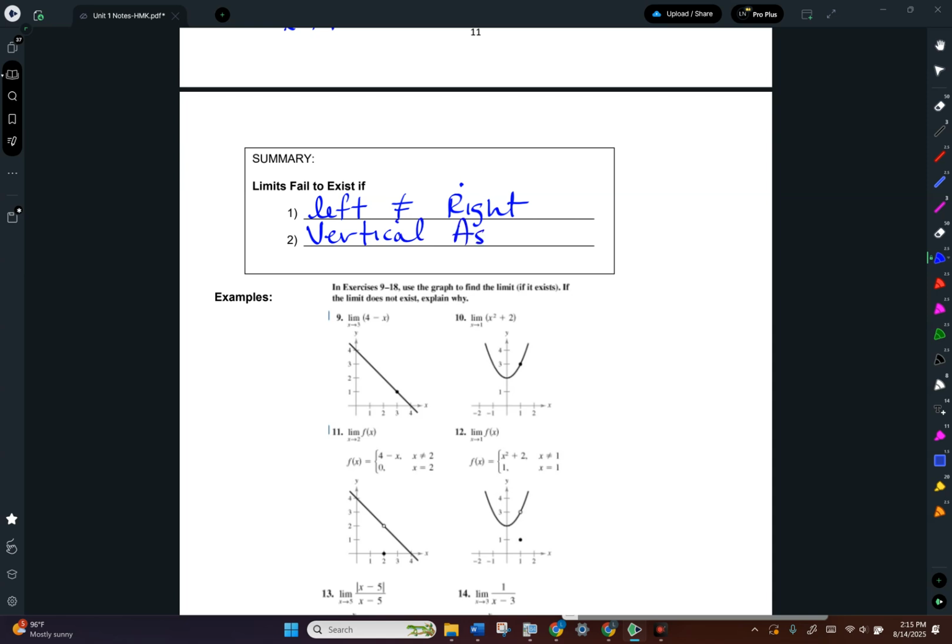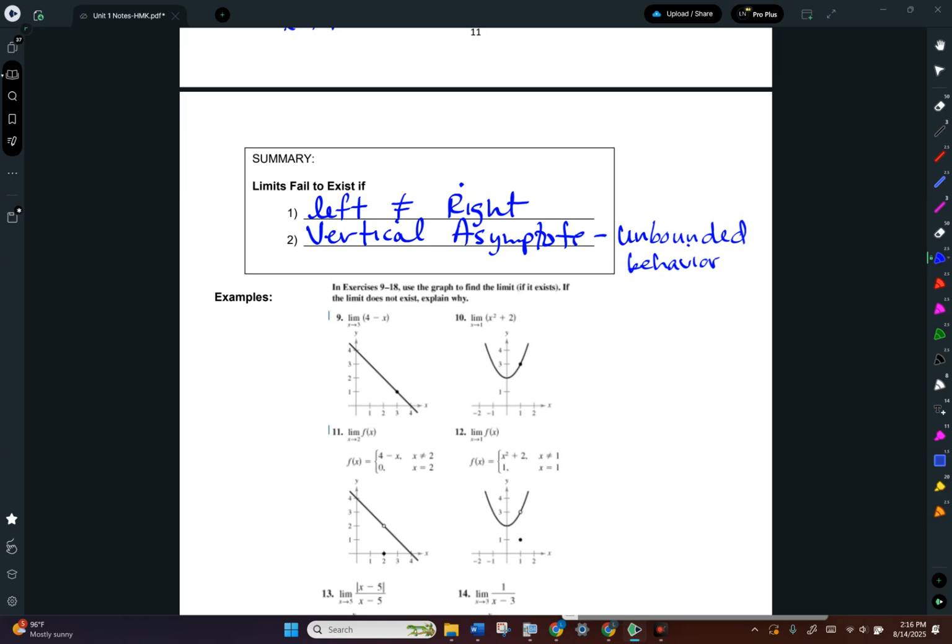Because if there's a vertical asymptote, you are going to have unbounded behavior. What I mean by unbounded is that it's going to shoot up to infinity or shoot down to negative infinity. Unbounded behavior on the graph. So if you have a vertical asymptote at a particular number, then we would say the limit doesn't exist there. Or if the two sides of the graph don't meet, we would say the limit does not exist there.